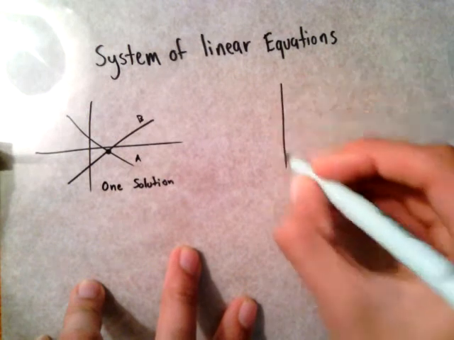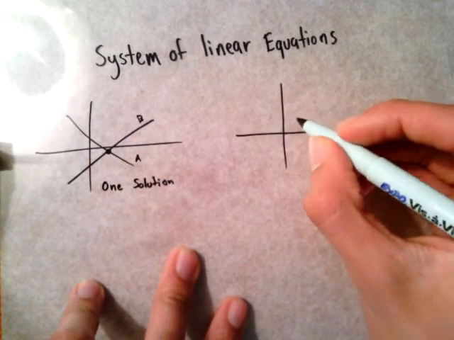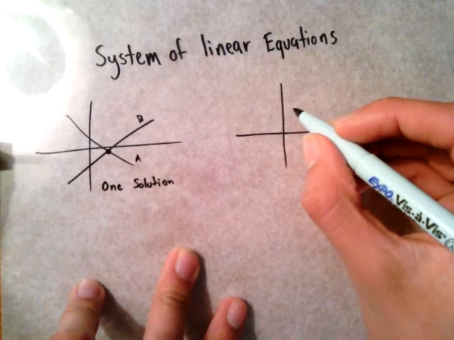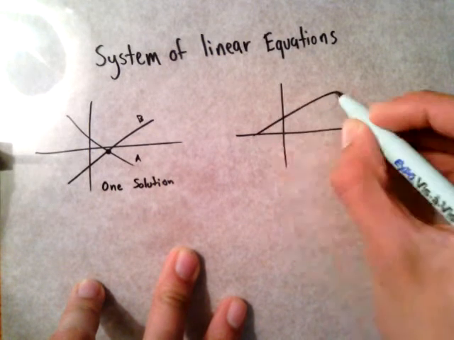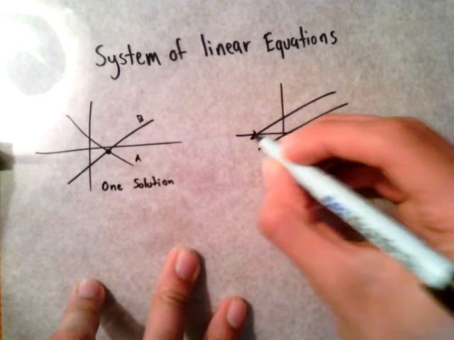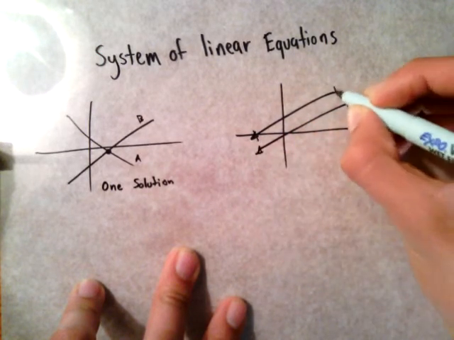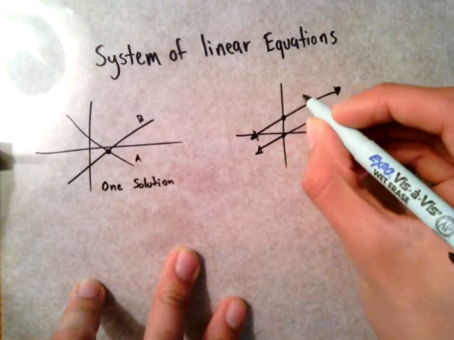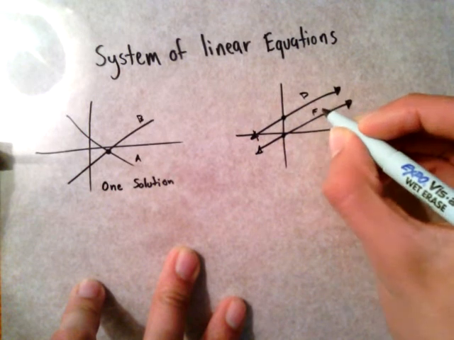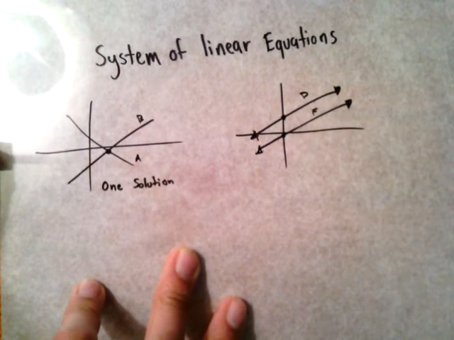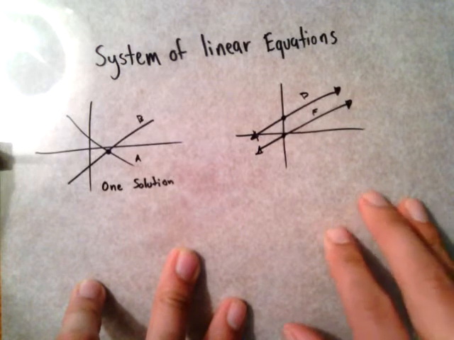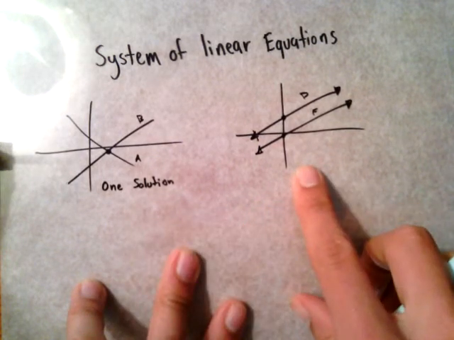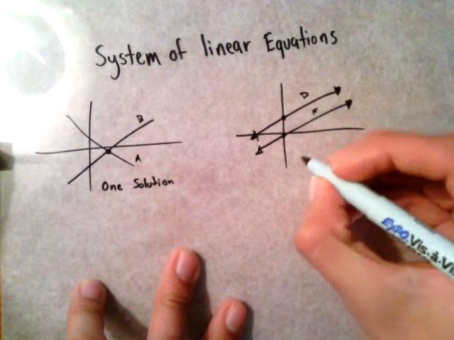Now, if we have lines that have identical slopes, that indicates that the lines are parallel. So we have two lines that have the exact same slope, and that indicates that these lines are parallel. We'll call this line D and this line F. So we can graph these two equations, and from there we can already see whether we have one solution, or if the lines are parallel, that indicates that there is no solution.